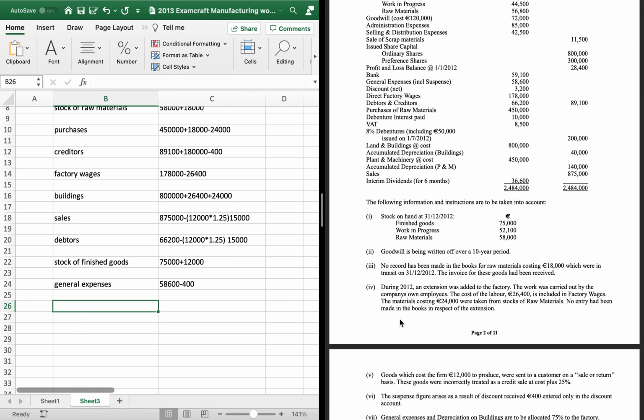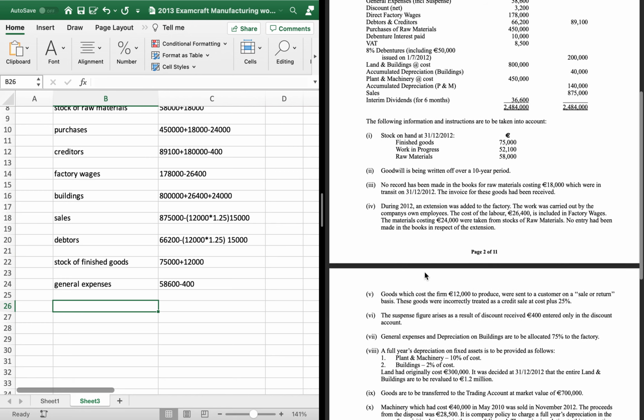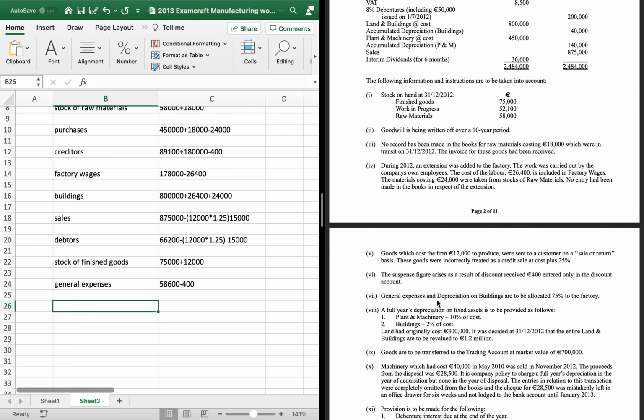So that 400 gets taken away from general expenses because the right hand side went down, so therefore the left hand side has to go down as well. All right, we're going to split those up 75%, 25%, so we'll do that at the end.